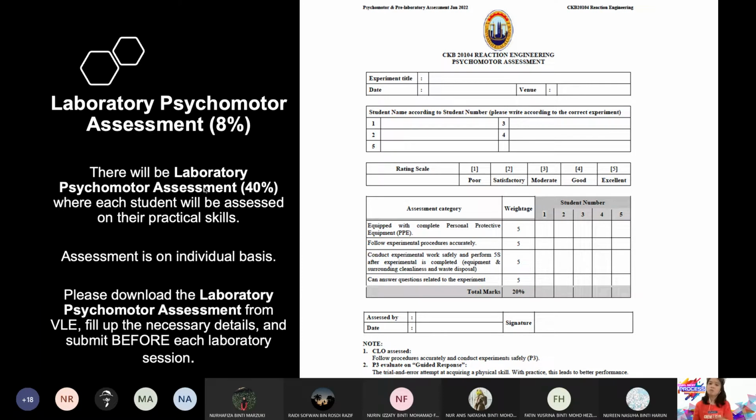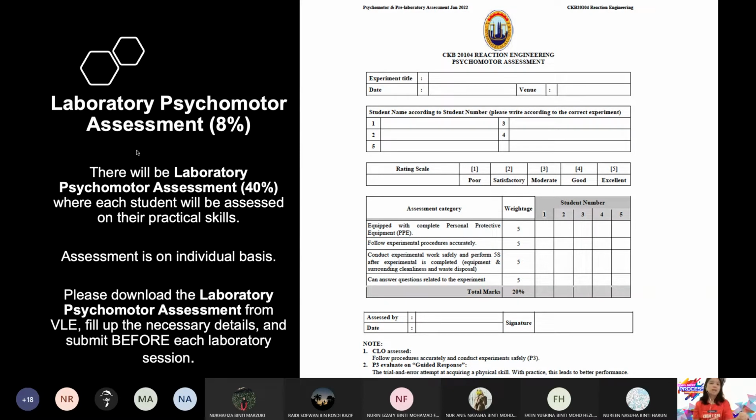So don't worry, I will explain also during the lab how to do the lab report, and so forth. Okay, the last one, the practical skill assessment, we call it psychomotor assessment. So kamu datang lab, saya assess kamu lah. Make sure you wear PPE, you run the experiment safely, you clear up the experimental apparatus after the experiment and you conduct the work safely. As long as you do all this, memang saya dah bagi markah penuh.